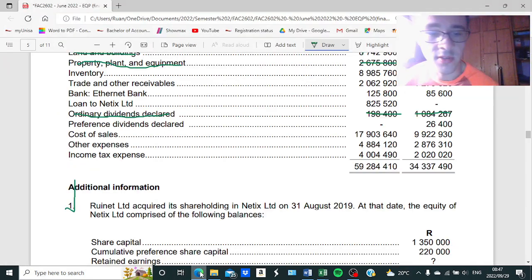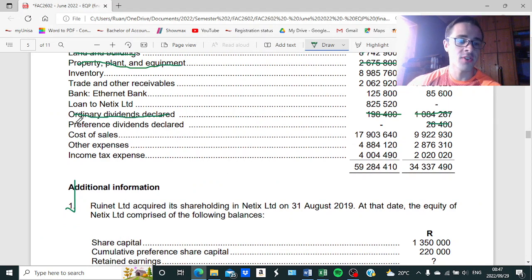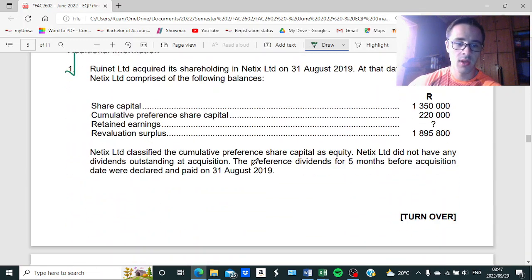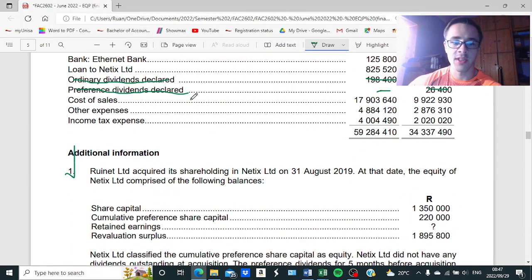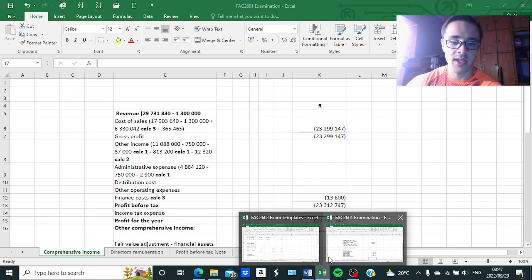What am I going to do next? Okay, and then you will notice that no preference dividends were declared by the parent because the parent has not issued any preference share capital. Only the subsidiary has preference share capital. That is why we do not have an amount for preference dividends declared for the parent. Okay, so that is what you should have done.